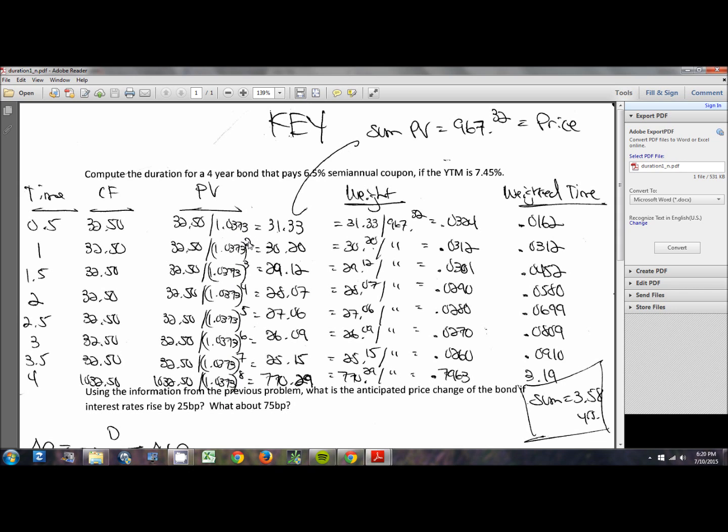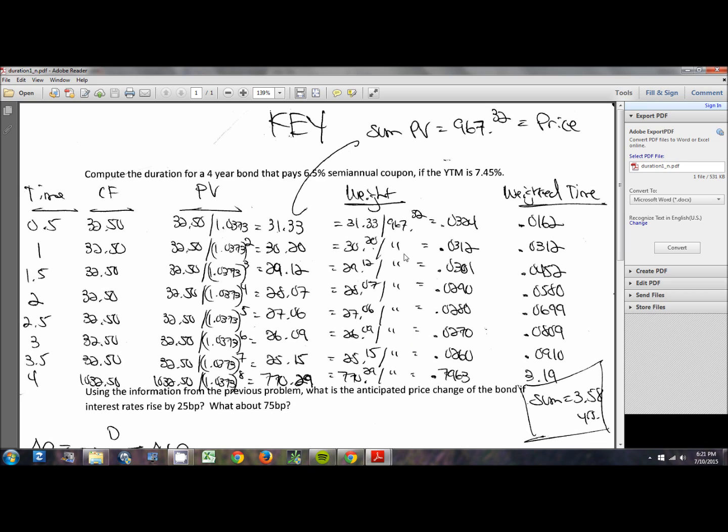The n's here are the number of semi-annual periods you have to go back to get to the start. This first one is 1, then 2, because in the first year there are 2 semi-annual periods. At 1.5 years, that's 3 semi-annual periods, and so on. Here are all the present values of each cash flow. The sum of those present values is $967.32. That is the bond's price, because a bond's price is nothing more than the present value of all its future cash flows. That's what this column is.